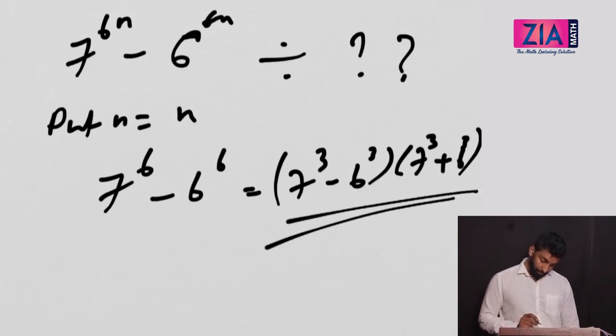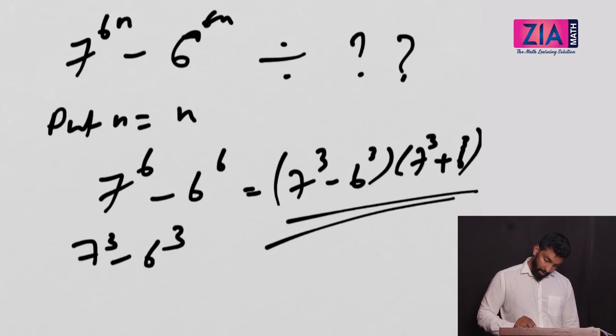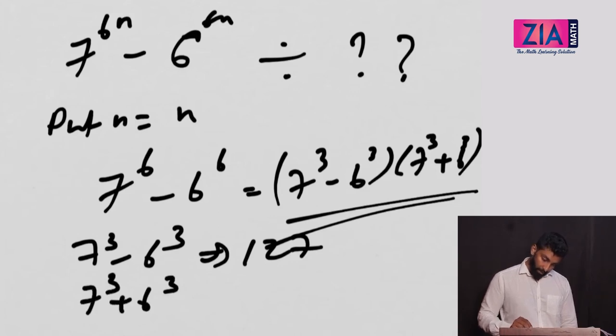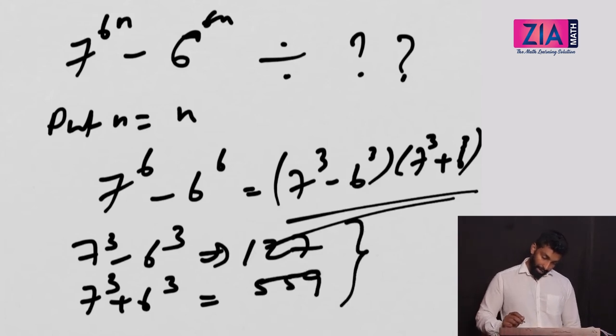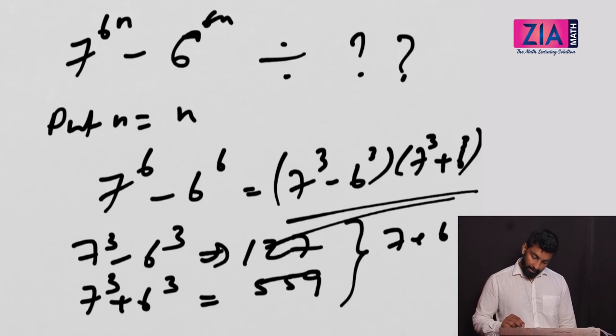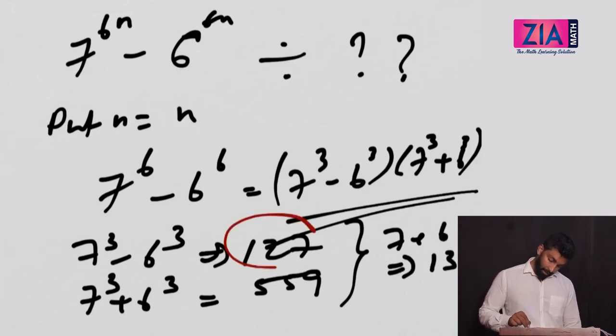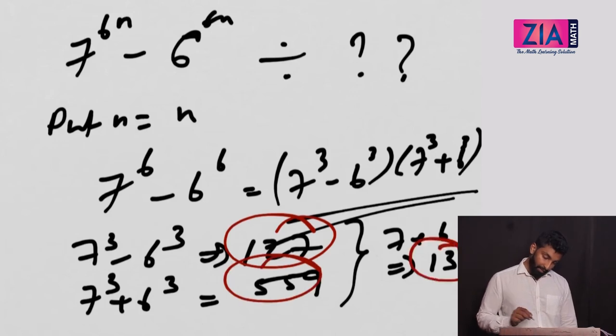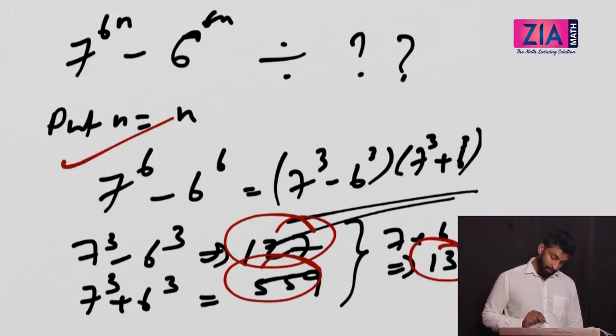So this will be a multiple of 7 cube minus 6 cube, which is equal to 127, and it will be a multiple of 7 cube plus 6 cube, which is equal to 559. Okay, and also 7 plus 6, which is equal to 13. So it is a multiple of 127, 559 and 13. So again, all of this is the answer. Answer for this question is again D.